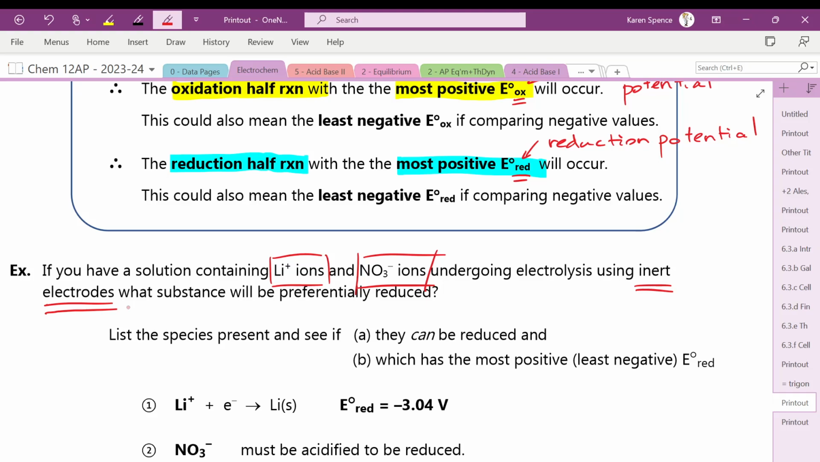So all you have to worry about is lithium, nitrate, and is there anything else in that beaker besides lithium and nitrate? There is water. How do you know there's water? Because it says a solution. If you see the word solution, that means that water is present.